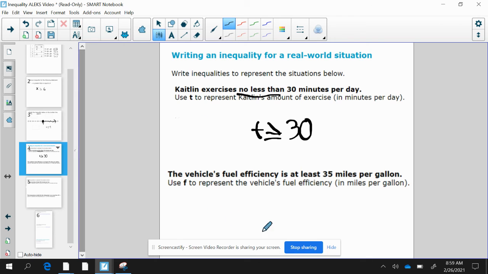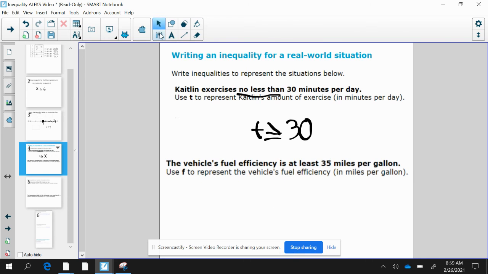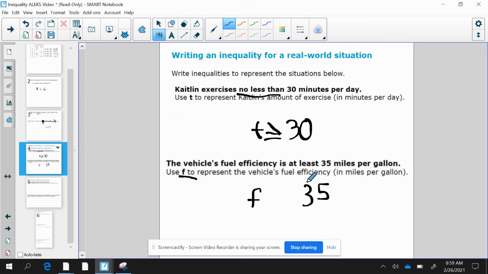The same thing here. Fuel efficiency of a car is at least 35 miles per gallon, and then I like to plug in some numbers, at least 35. So if you are getting at least 35, can you have 35 miles? The answer is yes, you can have 35 miles. It says use F to represent it. Can you have a vehicle, if it gets at least 35, could you have like 30 miles per gallon? Well, the answer is no.